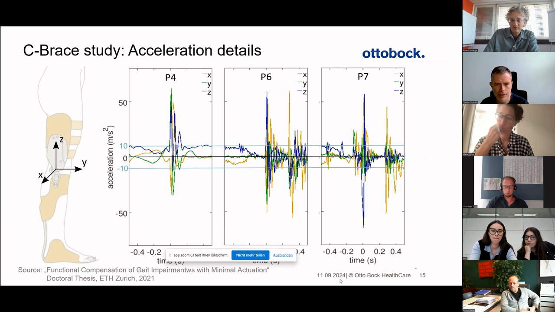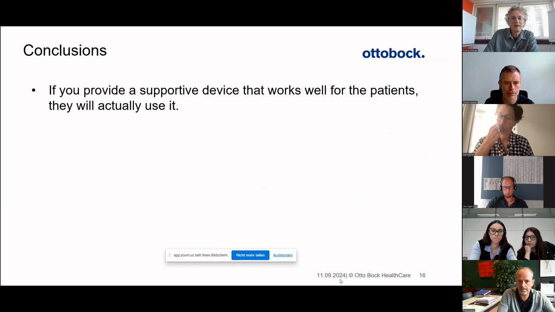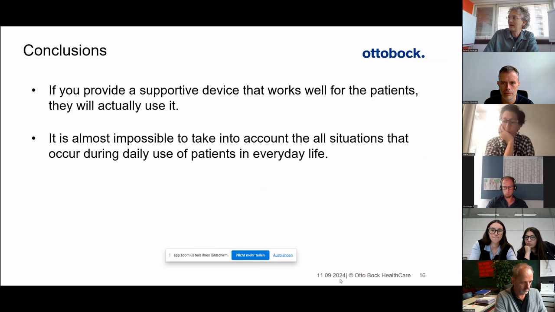So this already brings me to my final concluding points. If you're able to provide a supportive device that works really well for the patients, patients will actually use it. And they will come up with functionalities and situations that you cannot take into account in your design phase. People are very creative in this.